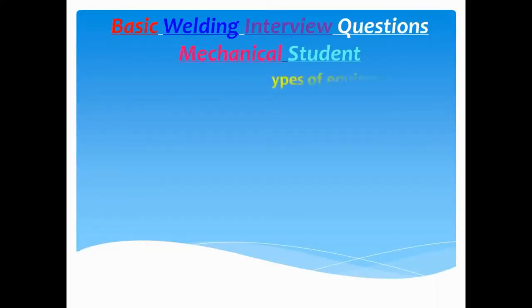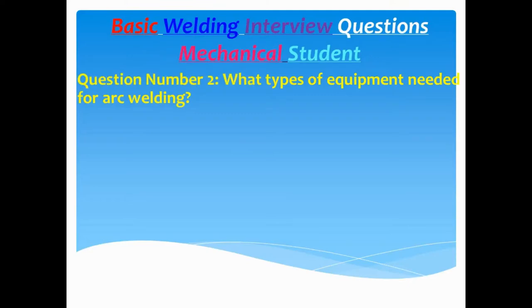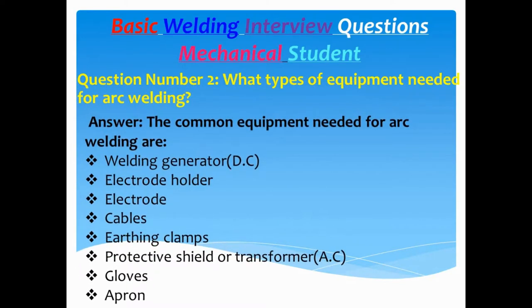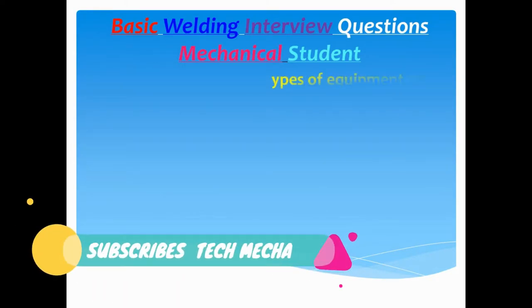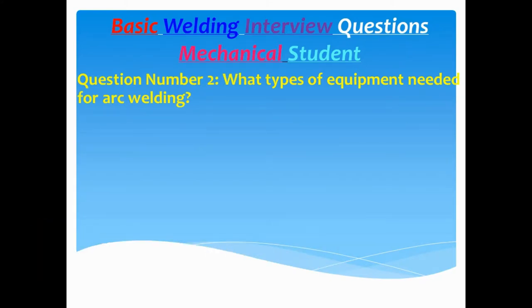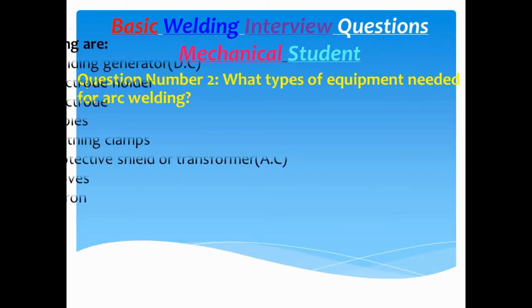Question number 2. What types of equipment are needed for arc welding? Answer. The common equipment needed for arc welding are welding generator or transformer, DC electrode holder, electrode cables, earthing clamps, protective shield, AC gloves, apron, chipping hammer, wire brush.